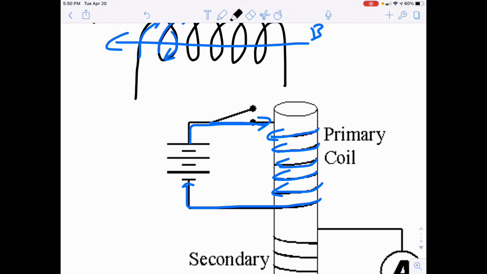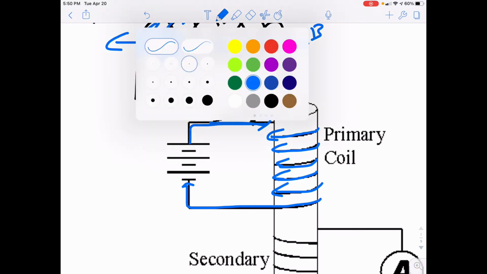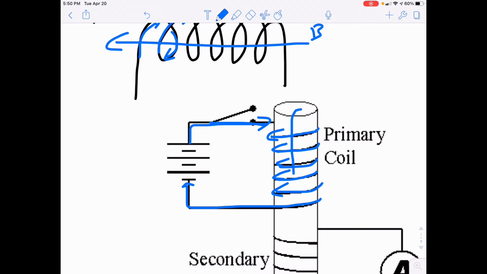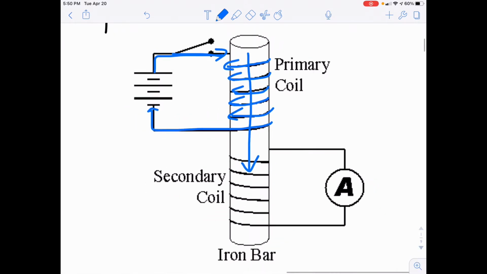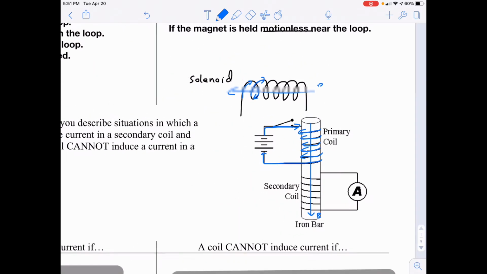So if we put your thumb in this direction right here, your fingers would naturally curl underneath it, like this, going straight down this iron bar. And so the magnetic field will go that way through the coil.